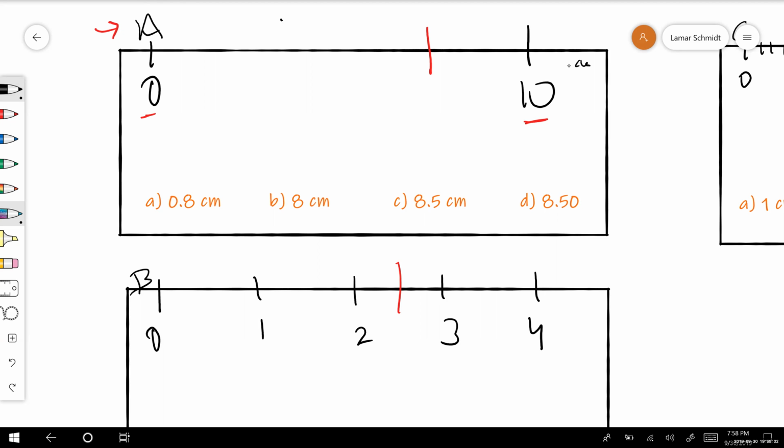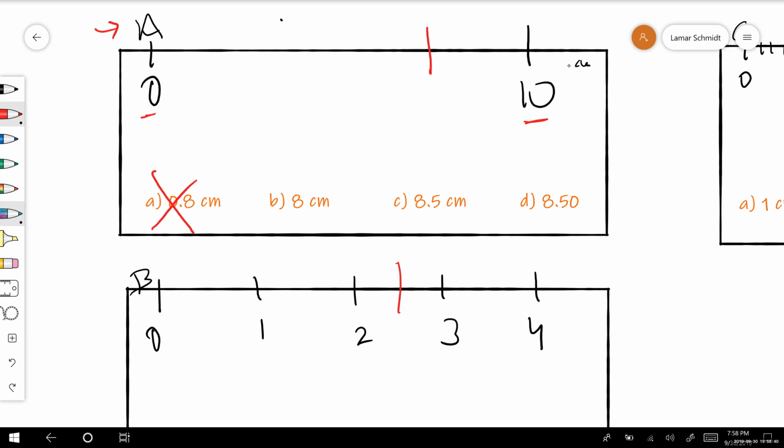If we look at choice A, we see that that says 0.8. Well, 0.8 is going to be something really close to 0. This is really way over here closer to 10. So we can see that that is definitely not going to be the correct answer, even though that would be one estimation. It's really way over here, and the line is way over here. So that is not going to be the choice that we want.